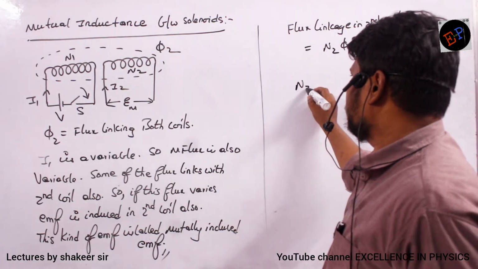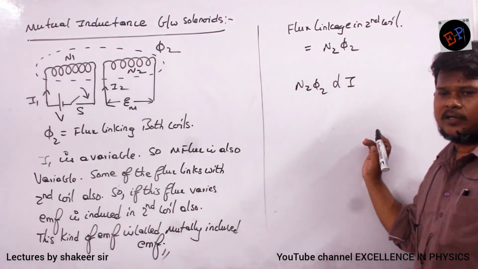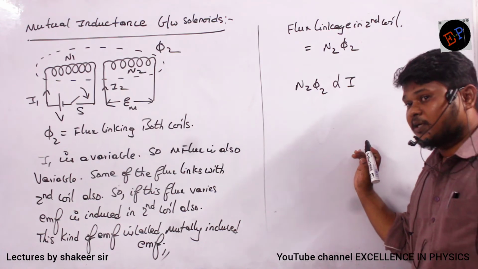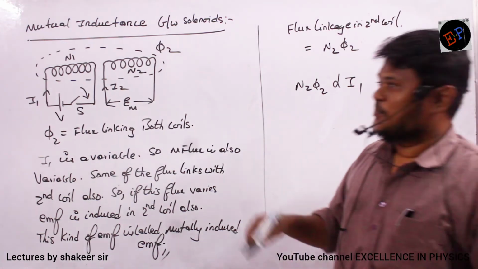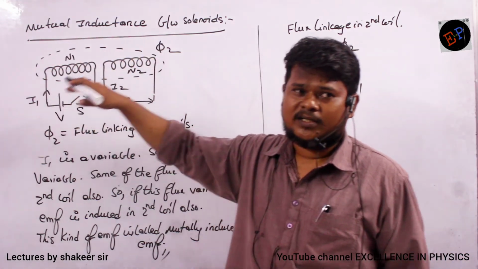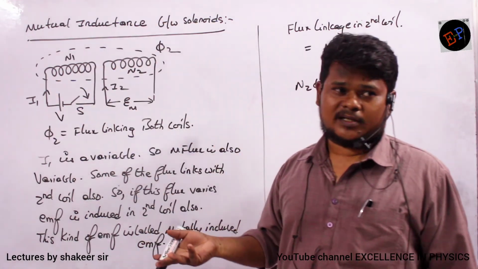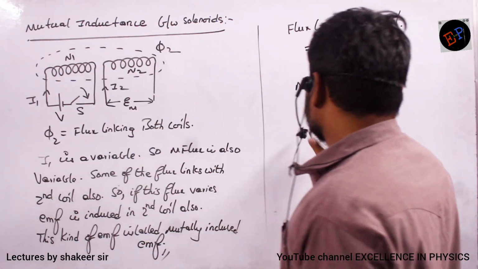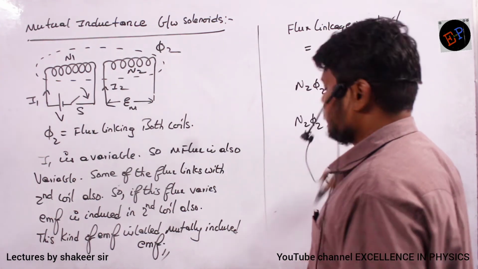Now this N2 phi 2 is directly proportional to current. Which current? I1 current or I2 current? I1 current only. Because this flux is changing because I1 is changing. Are you able to understand? I2 has no relation here. Are you able to understand? So therefore N2 phi 2 is equal to M into I1.